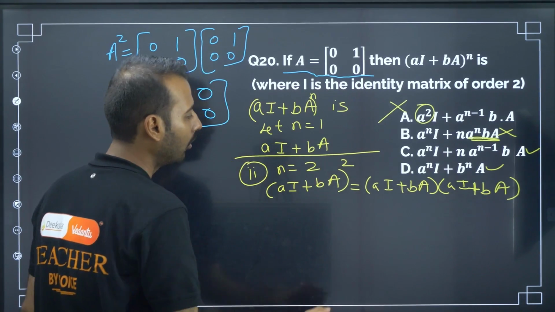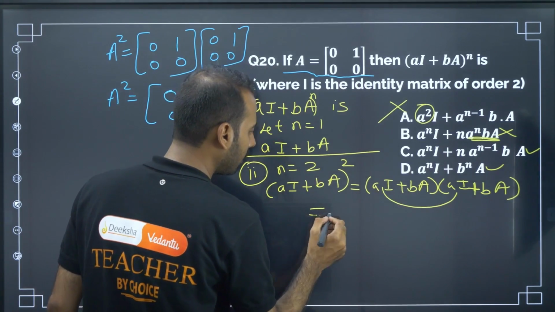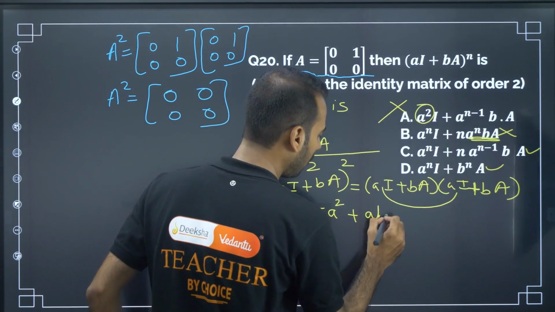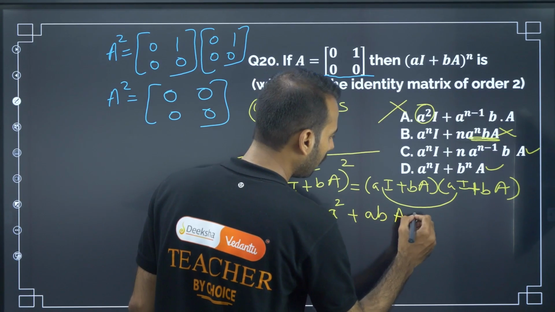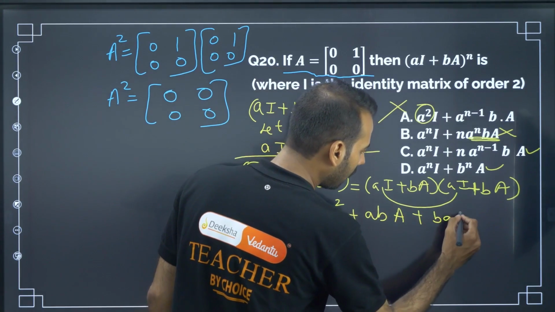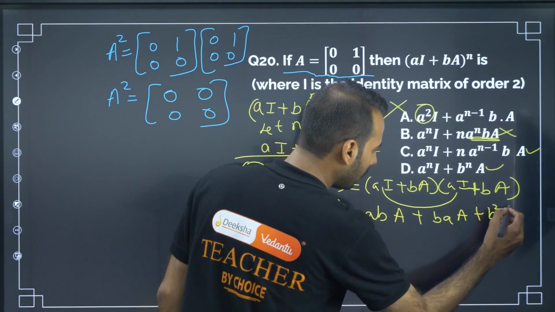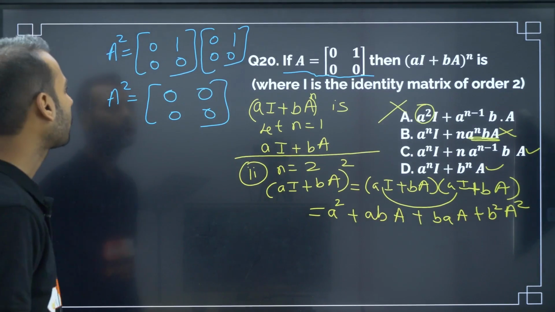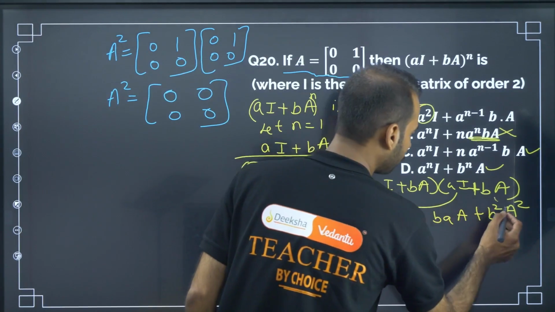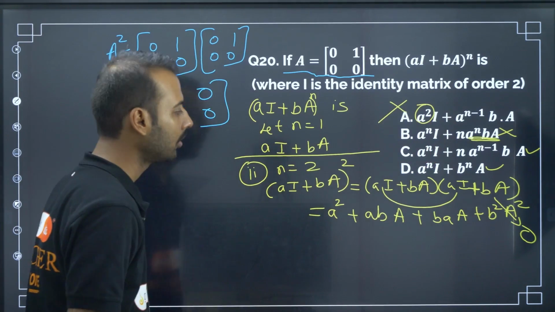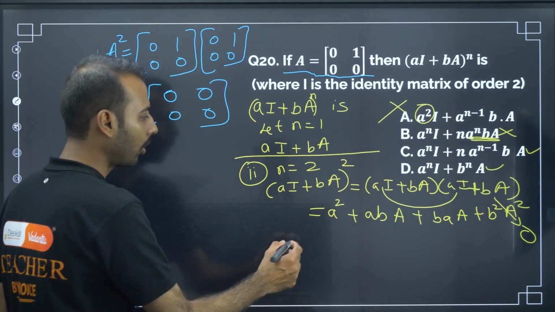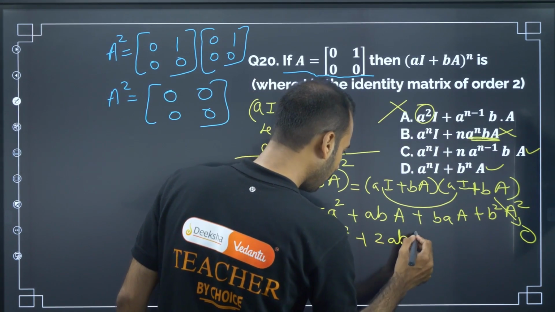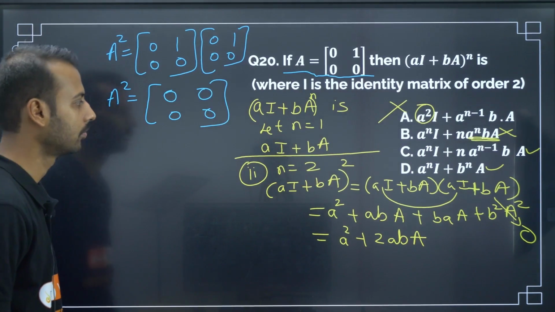Now if I go for multiplying, this is A square plus AB plus BA plus B square. Now A square value is 0. This is 0. Now what are we getting? A square plus 2AB for n is equal to 2.